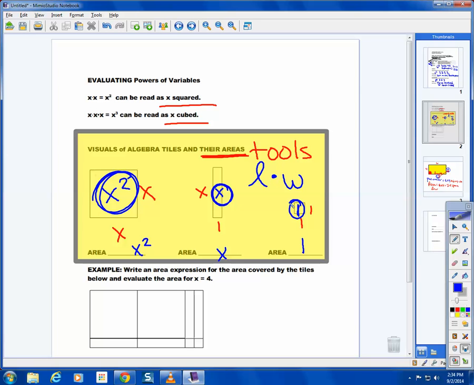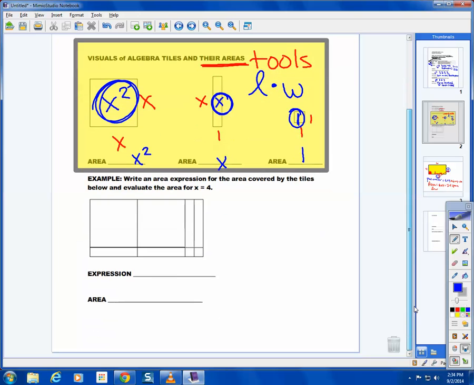This is very important to help you understand what's going on down here. We are going to start looking at writing area expressions for figures that are formed from a combination of these 3 shapes up top. So in the example right here, it says write an area expression for the area covered by the tiles, and then we're going to have to evaluate that area for x equal to 4. First things first, let's write that variable expression.